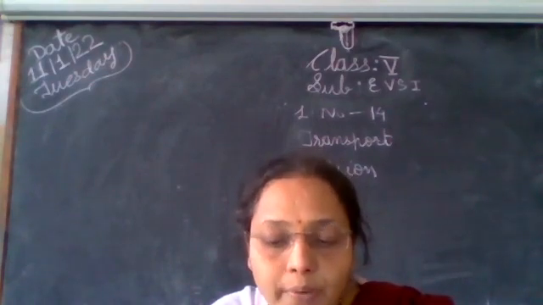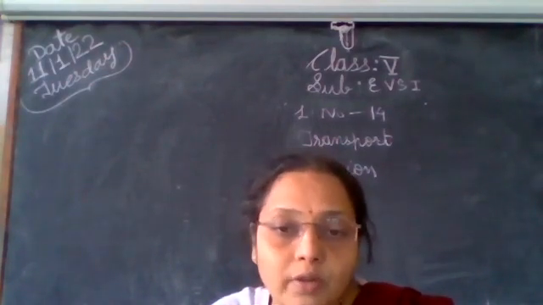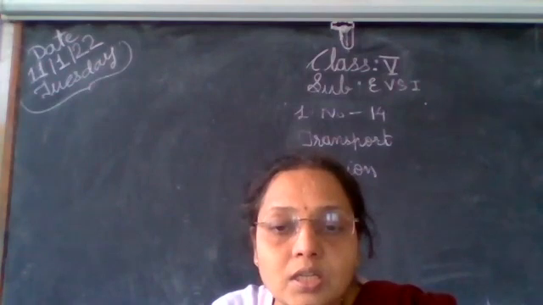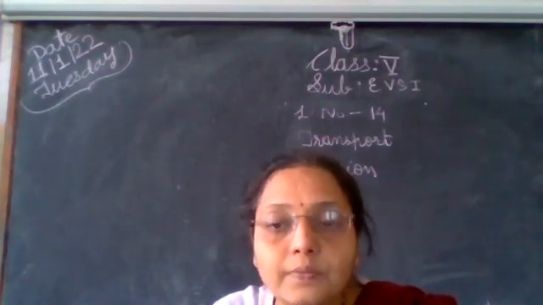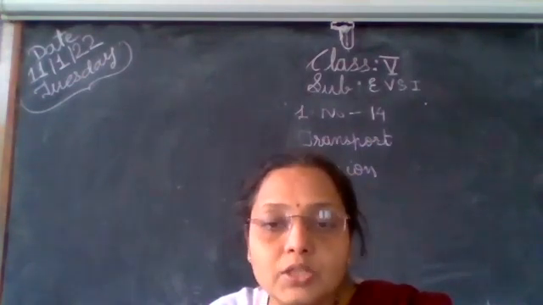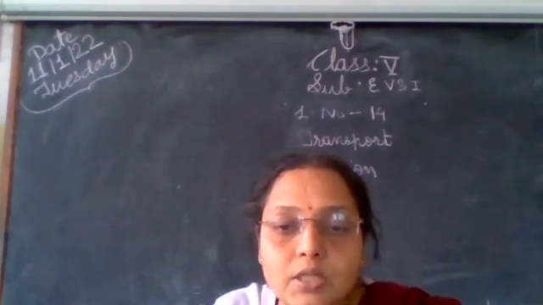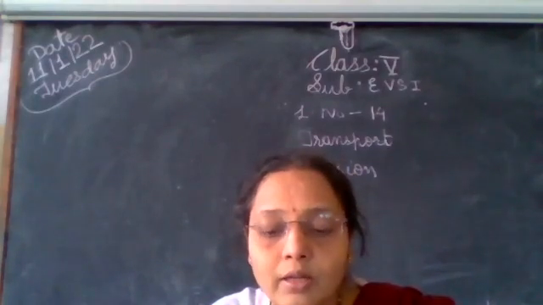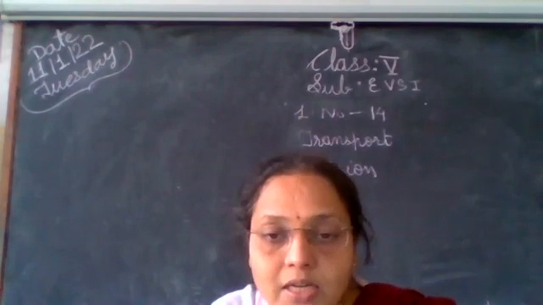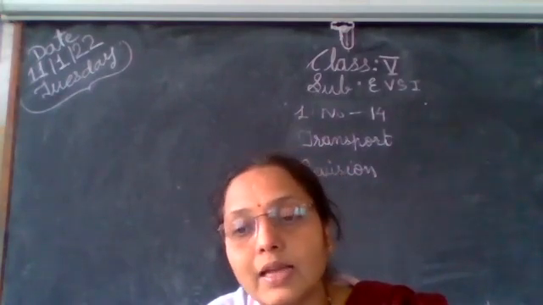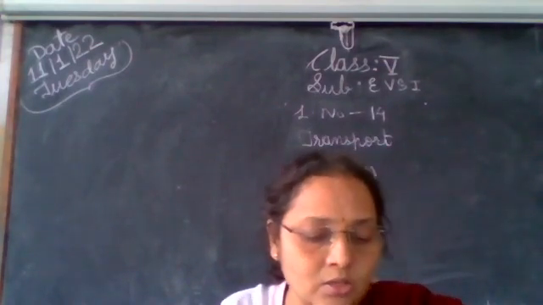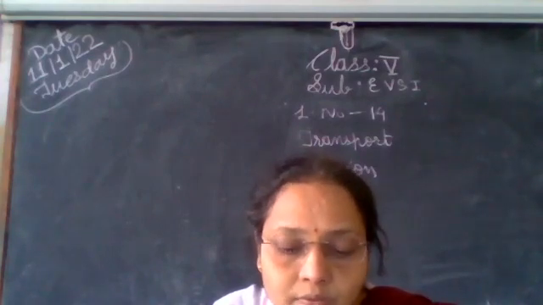CNG means compressed natural gas. It is also a very important question. The full form of CNG is compressed natural gas. Okay. Then the full form of LPG. What is the full form of LPG? LPG means L for liquefied, P for petroleum, and G for gas. That is liquefied petroleum gas, LPG. Okay, children. So these are the answers in one sentence each.